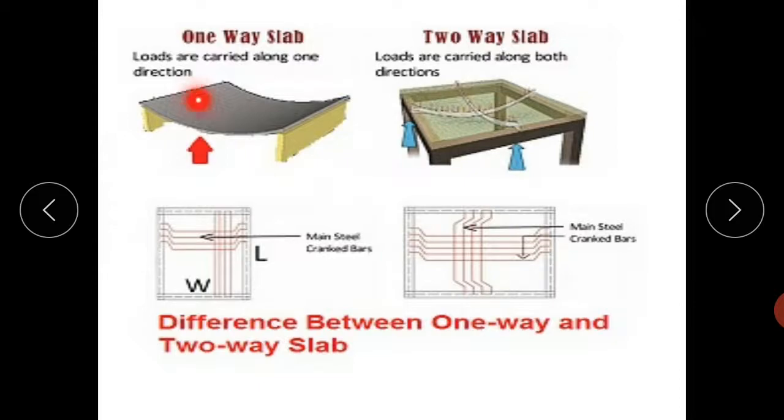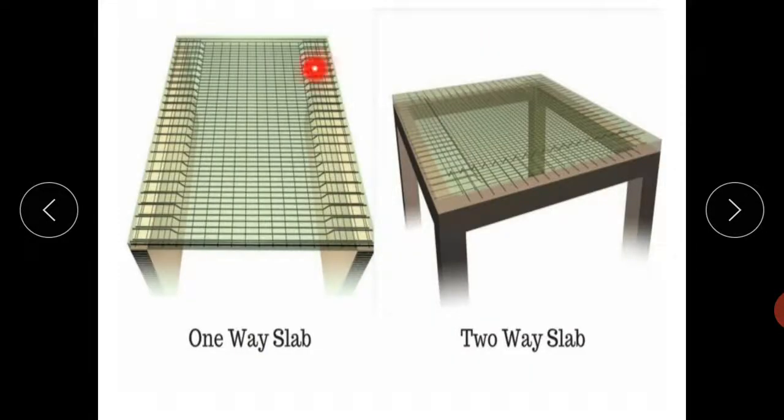In one-way slab, bending is in one direction only. The slab is supported on two opposite edges. In two-way slab, bending occurs in both directions, and the slab is supported at all four sides. Okay, this is the picture of one-way slab and this is two-way slab.